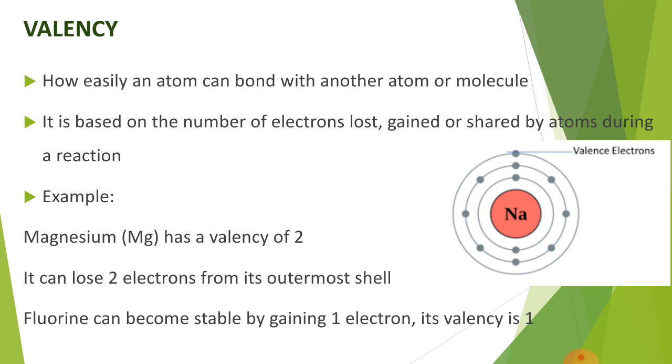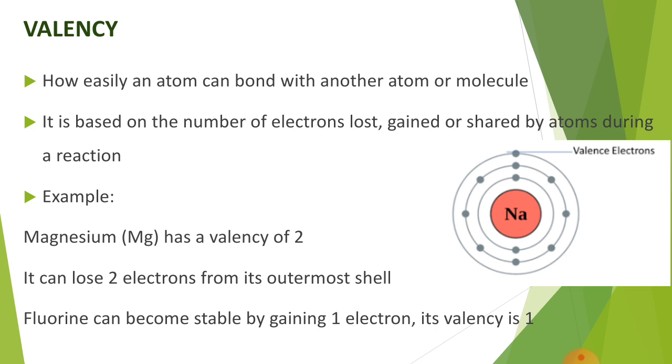We know that magnesium is in group 2, so it has 2 electrons in its outermost shell. In order to have 8 electrons in its outermost shell, it will lose those 2 electrons. That's why its valency is 2.